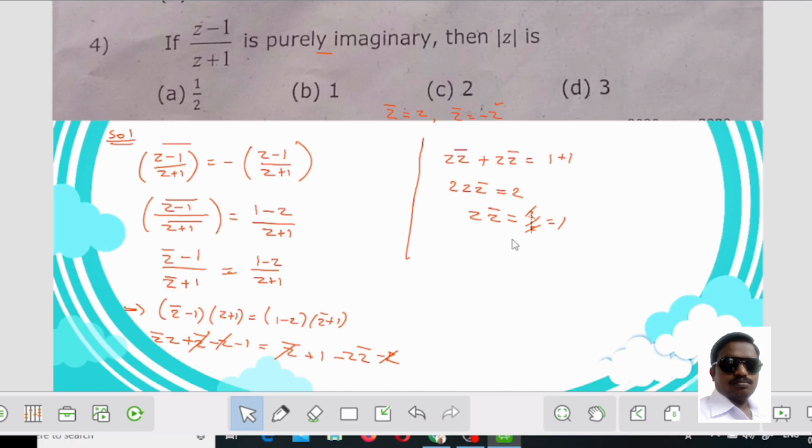This will become 1. We know very well z bar equal to mod z square. Mod z square equal to 1. So mod z equal to 1. You may feel plus or minus 1, but modulus of z is always positive, so you should take plus 1 here. So modulus of z equal to 1 is the answer. So the value of modulus of z is 1. Option B is the right answer.